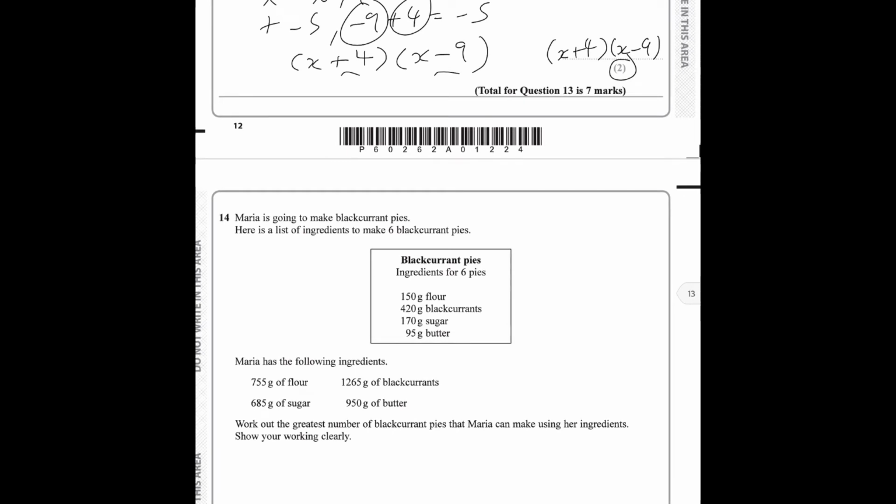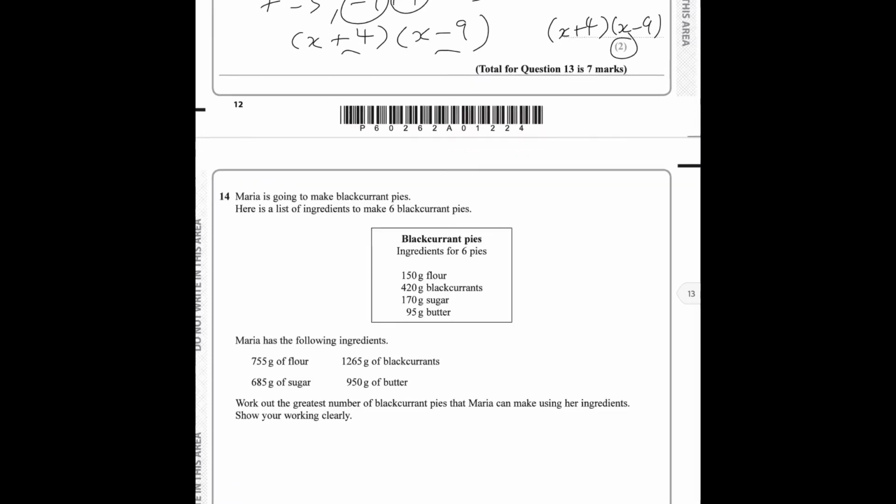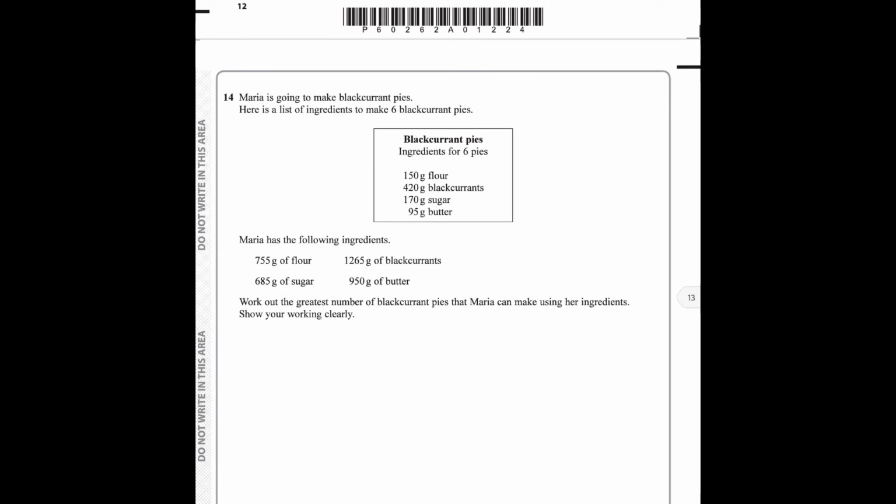Alright, let's move on to the next question. Maria is going to make some blackcurrant pies. Here's a list of the ingredients. Maria has the following ingredients. I've seen this in some higher tier papers as well. Work out the greatest number of blackcurrant pies that Maria can make using her ingredients. So her ingredients for 6 pies is that much flour, and you need to work out the greatest number of pies she can make from her ingredients.